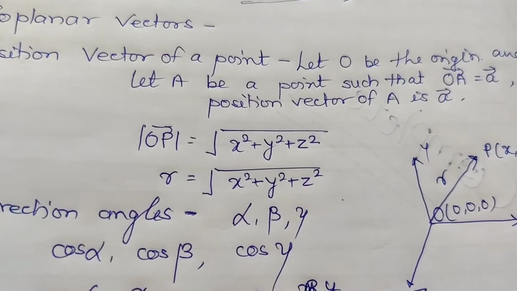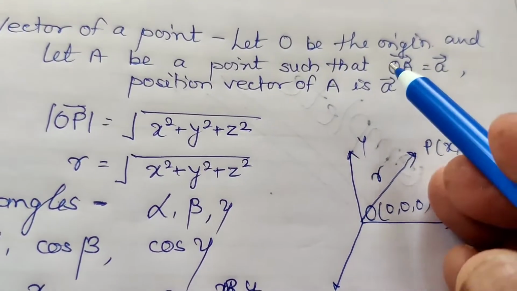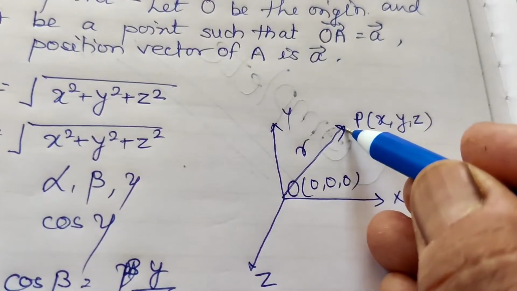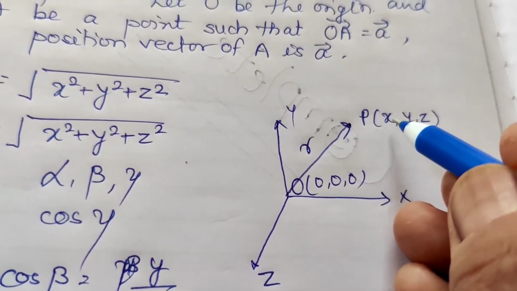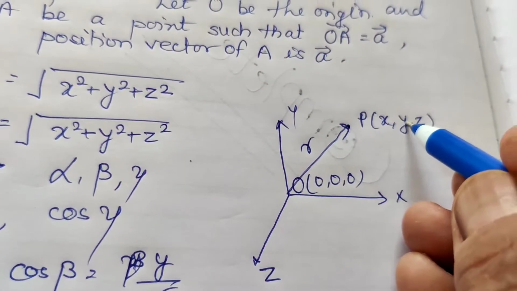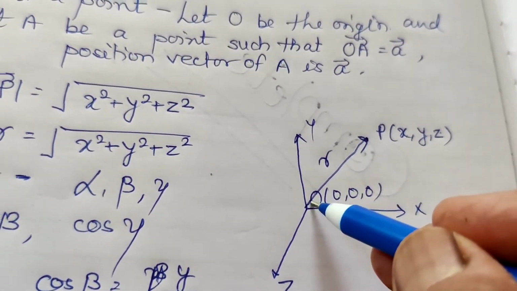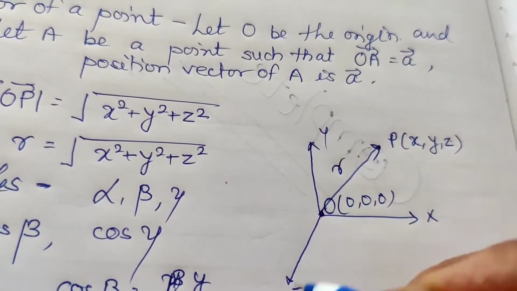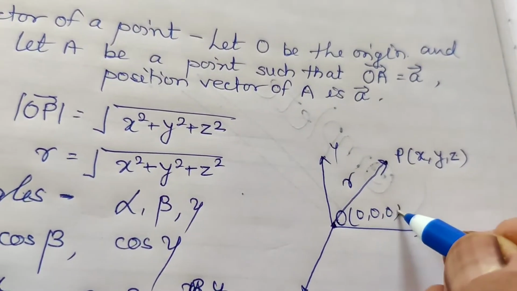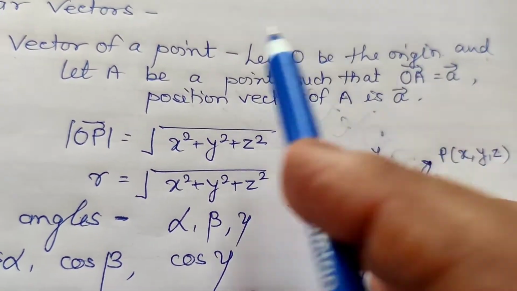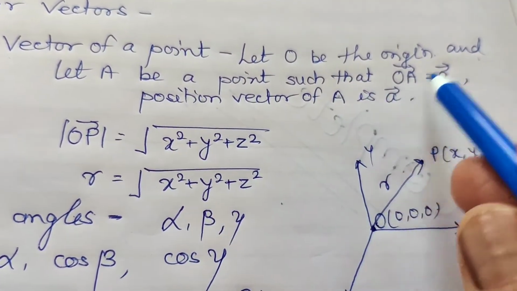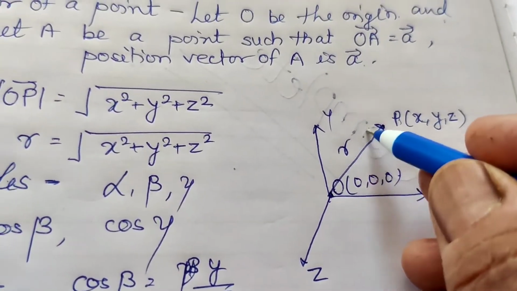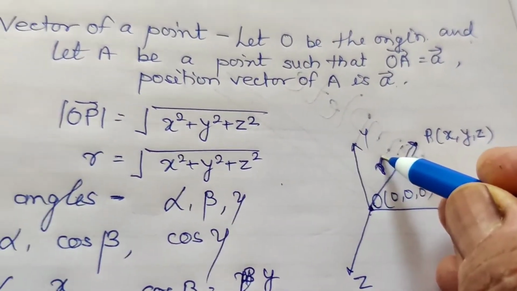Now the position vector of a point. Let O be the origin and P be the point. The coordinates are in three dimensions X, Y and Z, and this is the origin, in 3D geometry it is 0, 0, 0. So O be the origin and P be the point such that OP is the position vector of this point. Now here is OP and r is the magnitude.